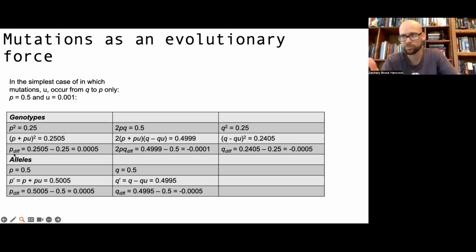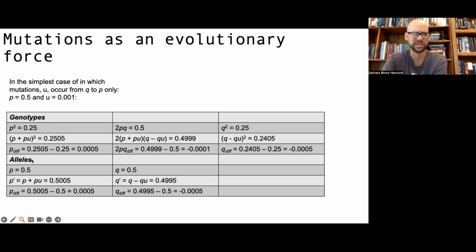So we can look at how much it has changed. Well, the difference in P is 0.0005. The difference in 2PQ is negative 0.001. And the difference in the Q squared genotype is negative 0.0005. So we can see that the changes in the genotype frequencies are very, very small, even with a relatively high mutation rate, right? So 0.001 is a really high mutation rate, but still it has caused very, very slight changes in the frequency of the genotype after one generation of mutation.